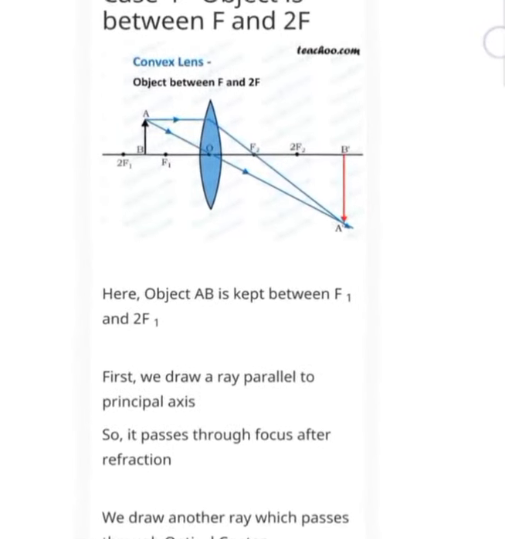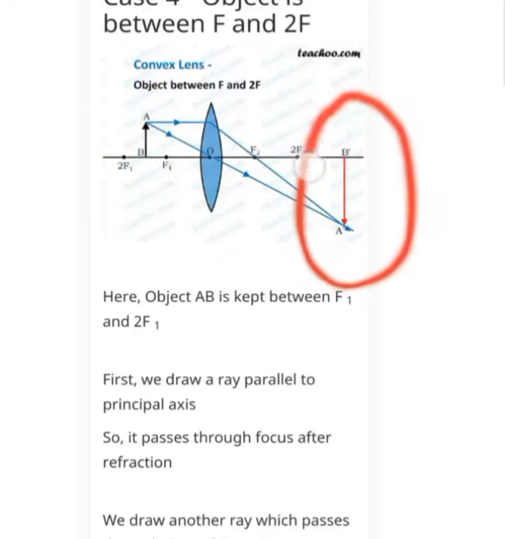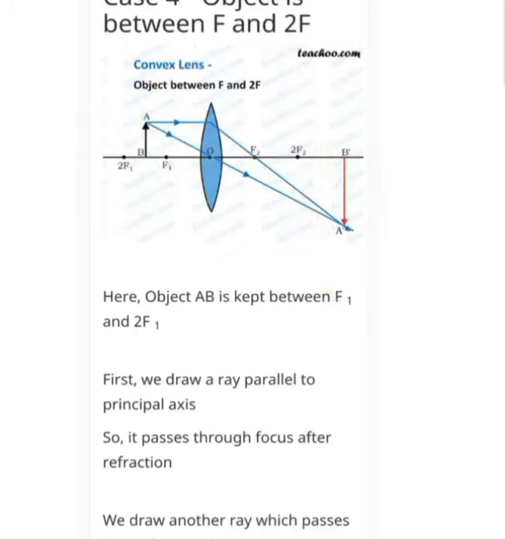Now the next one says that when the object is between f and 2f, you can see that the image is magnified. And if the ray goes parallel to the principal axis, it will go through the focus. And the other ray, if it goes through the optical center, it will move straight through. These are the two rules by which you can make the diagram. It also says that the height of the image is greater; it is magnified.